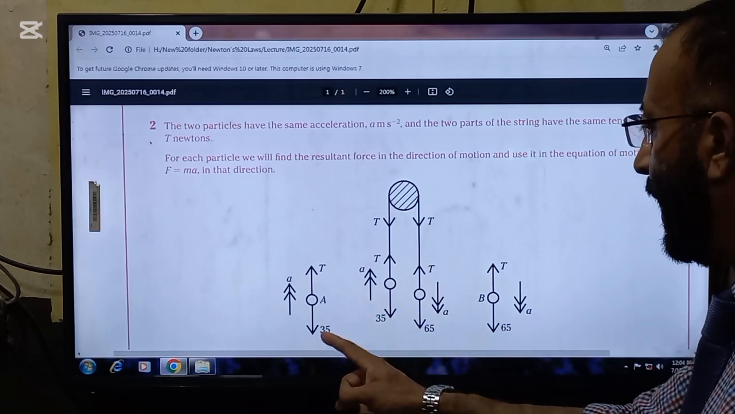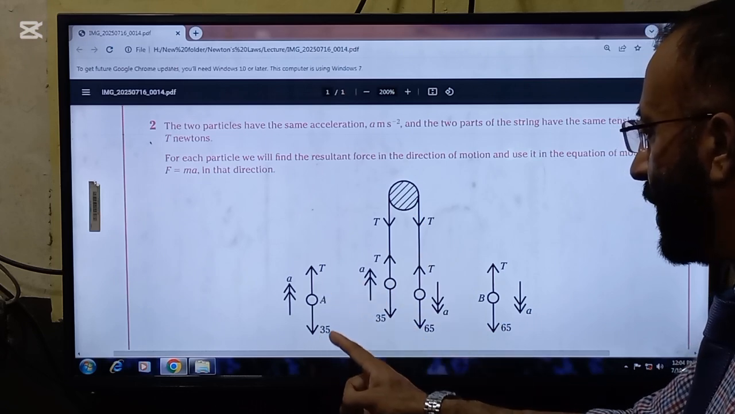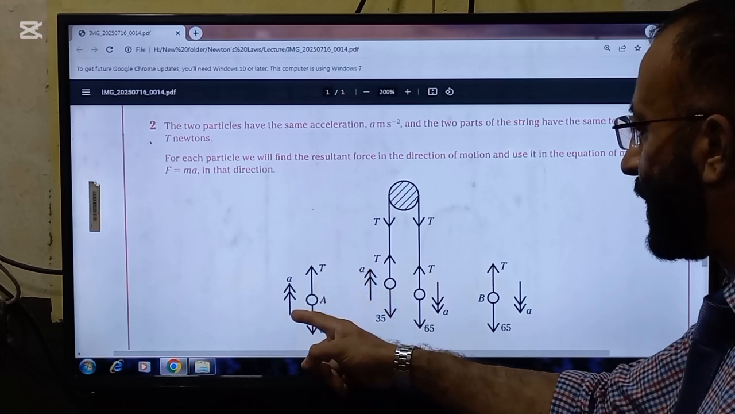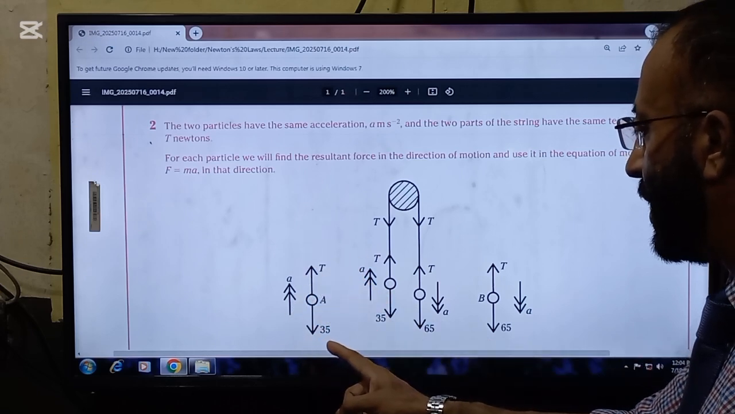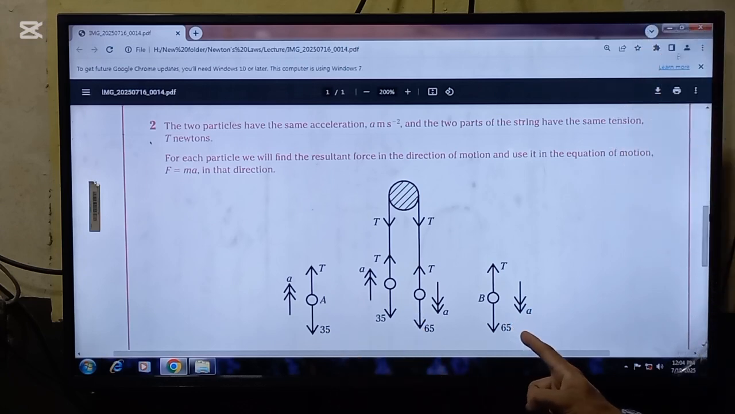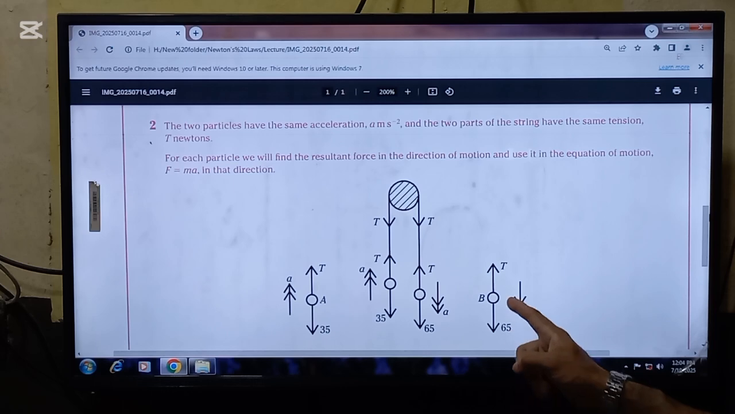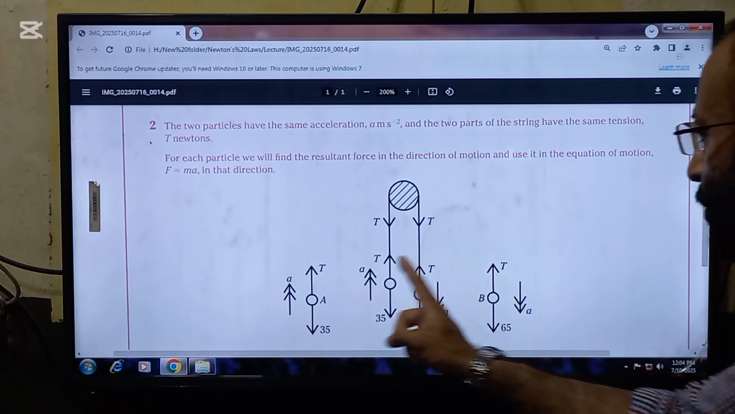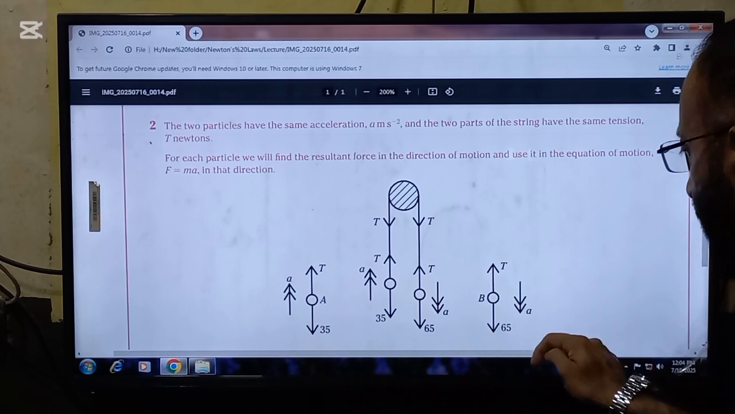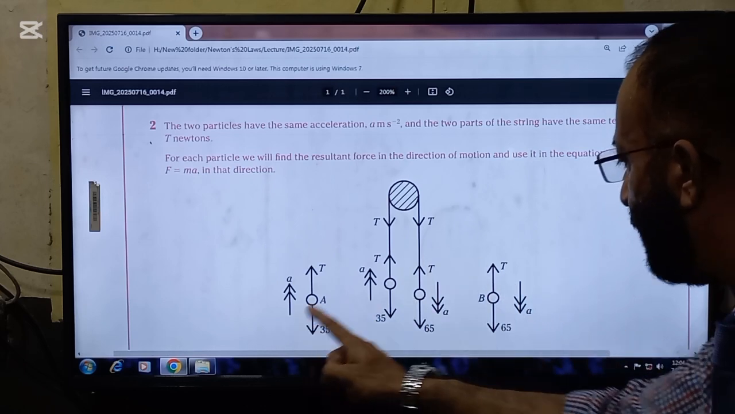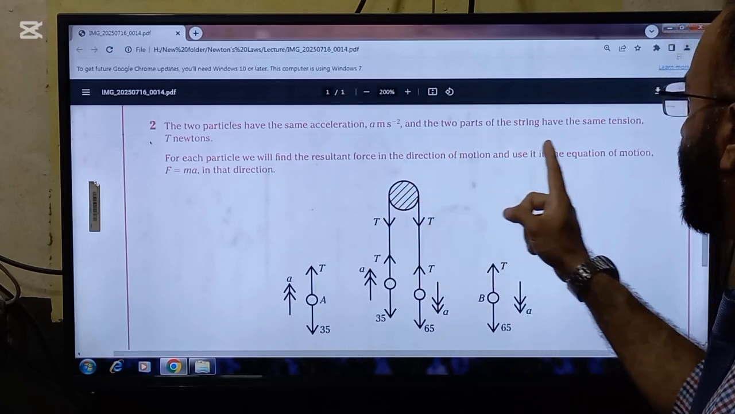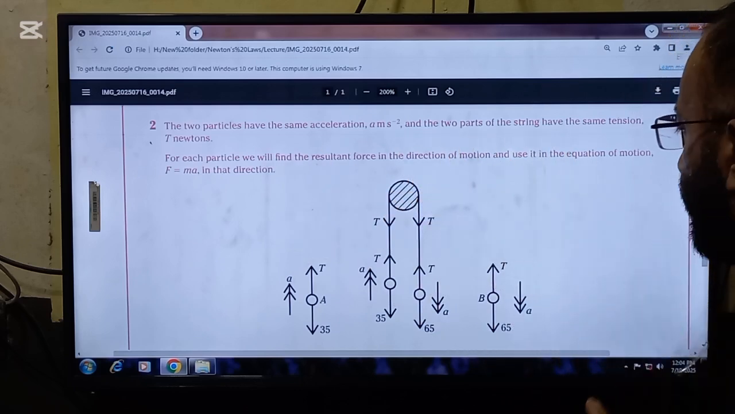So here is particle A. Weight will be 35 Newton. That will act downward, and in the upward direction there will be tension. Acceleration will also be in the upward direction because its mass is less than the other one. Here is the body B. The weight will act downward, tension in the string will be upward. These two tensions will be equal, and its acceleration will be in the downward direction, but the acceleration will be equal because the two particles have the same acceleration and the two parts of the string have the same tension.